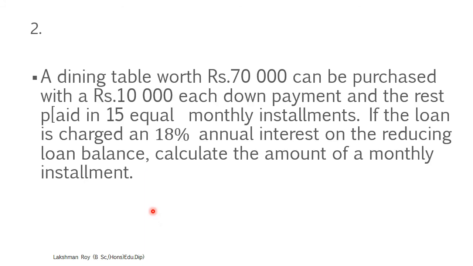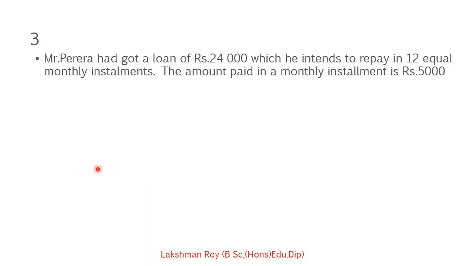Another example is here. A dining table worth 70,000 can be purchased with a 10,000 cash down payment, and the rest you can pay in 15 equal monthly installments. The loan is charged 18% annual interest on the reducing balance. We want to calculate the amount of monthly installment. Another example I will give here, you can try. Mr. Pereira got a loan of 24,000 rupees, which he intends to repay in 12 equal monthly installments. The amount paid in each monthly installment is 5,000 rupees.